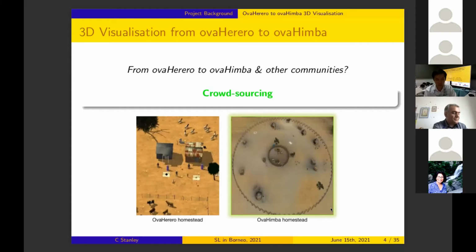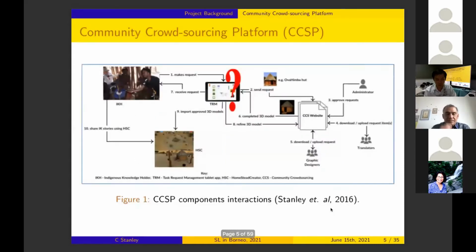We don't have local graphic designers. Perhaps let's use crowdsourcing. Wonderful idea. But then, big question: how do we get the rural communities to crowdsource these three models? From my side, coming from a software engineering background, I thought, oh, this is a very straightforward job. We just create a website and then the communities will use this website. To my little knowledge, I did not realize that that's not an easy task.